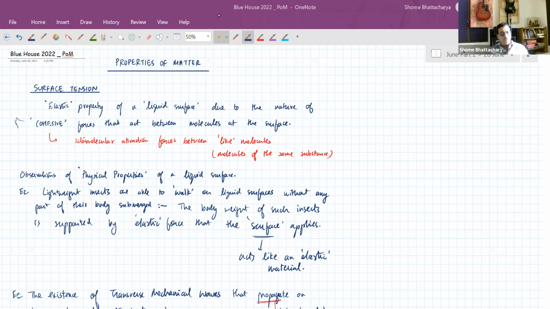Yes, Durgesh, cohesive forces are intermolecular attractive forces, but between like molecules, that is, between molecules of the same species. So, for example, if you have a solution which has water and some dissolved salts, then the intermolecular attractive forces between water and water molecules will be called cohesive forces. But the intermolecular attractive forces between, let's say, the sodium ions and water molecules or the chloride ions and water molecules will not be called cohesive forces, rather they will be called adhesive forces.